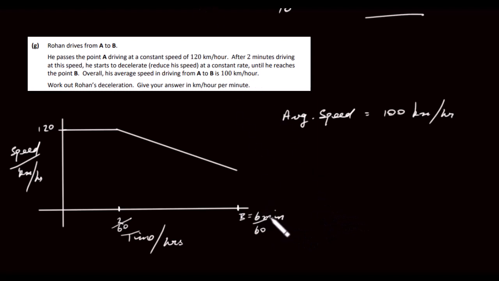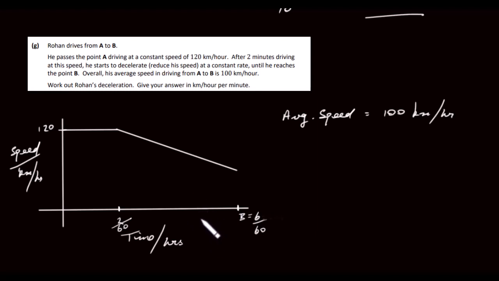So this is going to be in hours here. 6 over 60. So this is going to be 4 minutes along here. So 4 out of 60, 4 over 60 of an hour, if you like. So that's the time it takes him to decelerate.